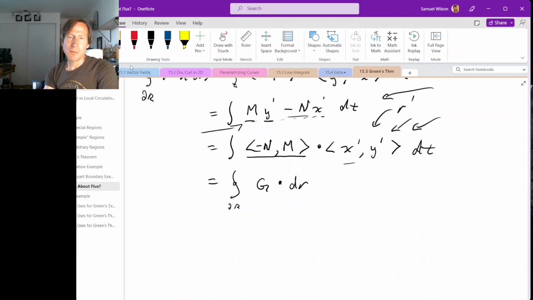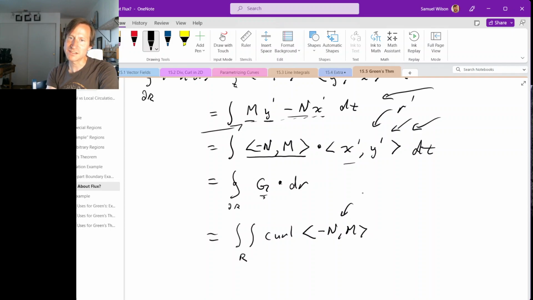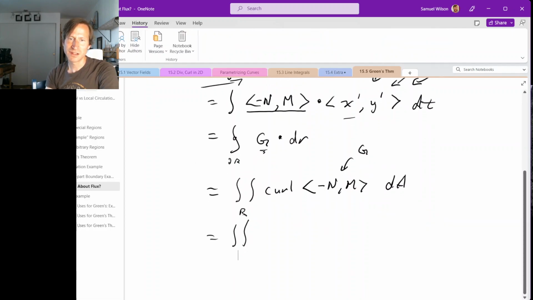Okay, but now we have a regular old circulation integral. It's for a different vector field, but still, this is a regular old circulation line integral, so we can use Green's theorem. And Green's theorem says this is the double integral over the interior of the region of the curl of G. But remember, G is minus N comma M, dA. So what is the curl of this vector field? The curl of this vector field is, not the boundary of R, R itself.